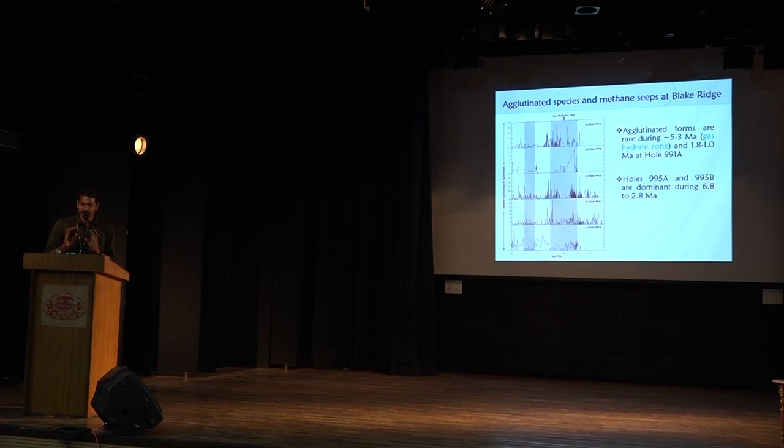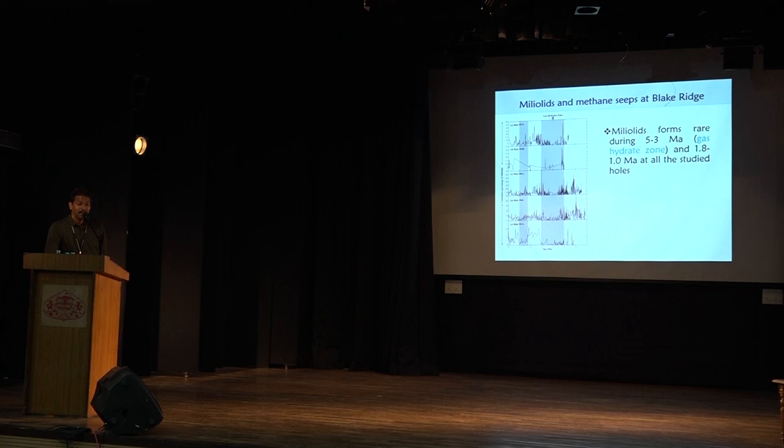The oceanographic settings and everything, we can take up later. If you look at this particular case, the agglutinated species in this particular zone, this area covers up to 5.8 million years. From that, from 5.3 million years to the gas hydrate zone, 2.9 million years, this zone shows very low abundance of agglutinated species. In the younger interval also you can find it, but it is very rare.